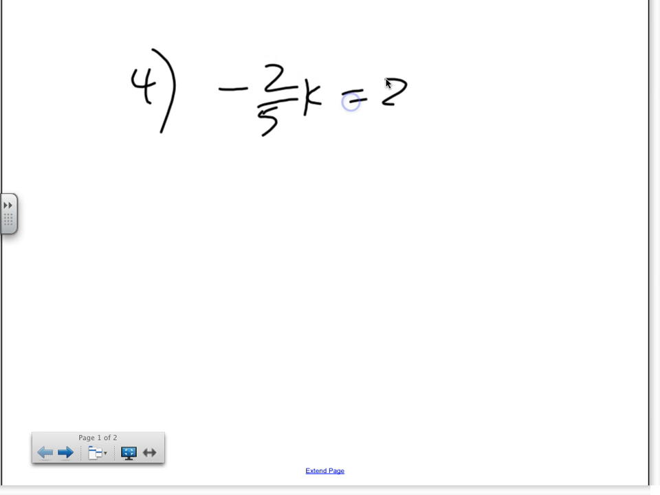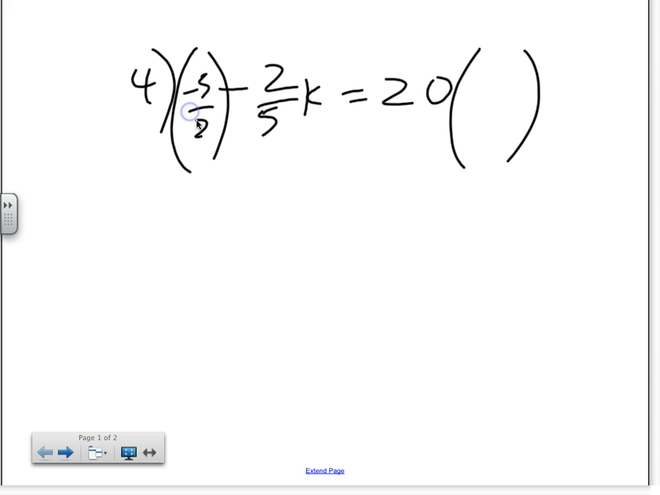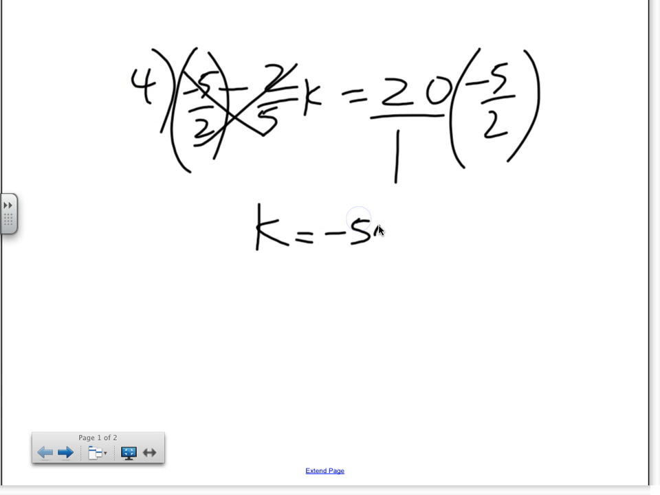Number 4. -2/5k equals 20. How many ways can you solve this? Yes. One way is to multiply by the reciprocal. What is the reciprocal of -2/5? 5/2. Sign stays the same, so -5/2. Make 20/1. Now k equals, 2 goes into 20, which is 10. 10 times -5? -50. Don't forget the sign.